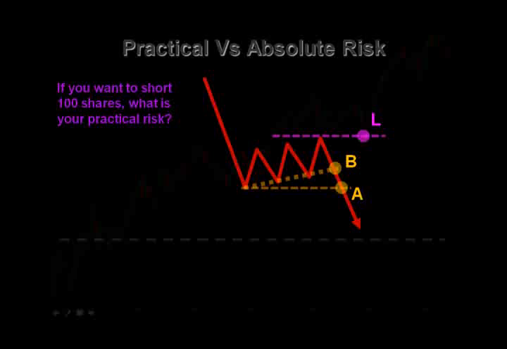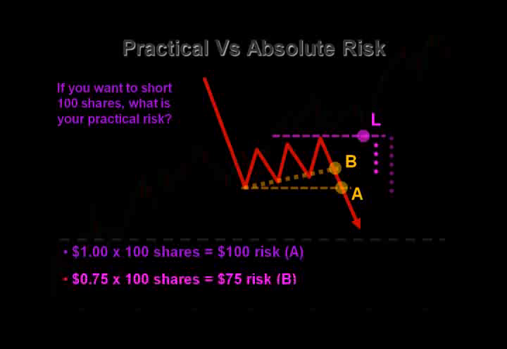So let's now look and see how many shares we could short in terms of our practical risk. You've got our sell points there of A and B, or our sell short points, that is. And if we wanted to sell at A, the difference between A and our stop loss, let's say, is $1. So with $1 and 100 shares, we would be risking $100. If we were to trade at B, then the difference between B and our stop loss area is only 75 cents. That means 75 cents multiplied by the 100 shares that we're shorting would mean only $75 of practical risk.